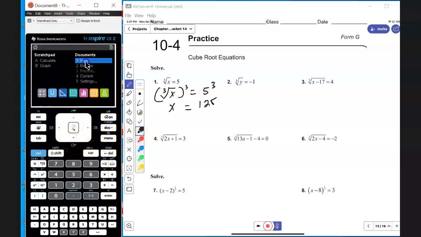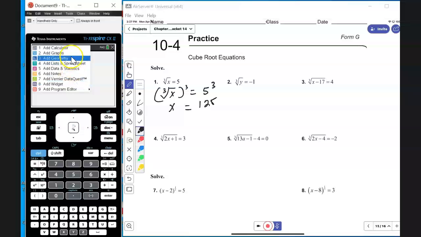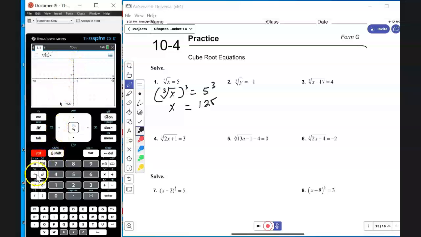Go ahead and press new, graphs, and then we're going to type in our equation: control, and then the third root, and then we're going to type in x minus 17. Press enter. Now you notice here is our function, and we want to know when this is going to intersect 4. Now the question is, how much do we extend it?